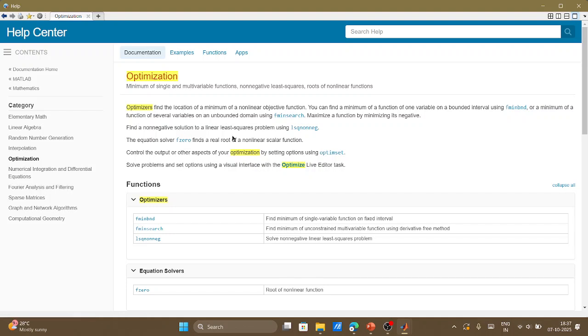Right, so here the first part comes that optimization is minimum of single and multivariable function, non-negative least square or root of non-linear functions. So optimization finds the location of a minima of a non-linear objective function, right? So you can find a minima of a function for one variable on a bound interval through fminbnd, which is bound, or a minimum function of several variables which are unbound through fminsearch. If you want to find a non-negative solution to a linear least square problem, you can find it through lsqnonneg, which is least square non-negative.